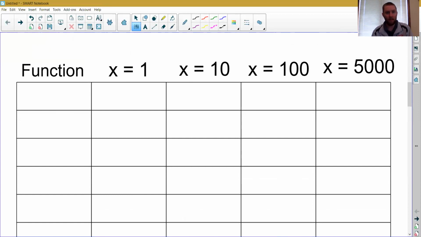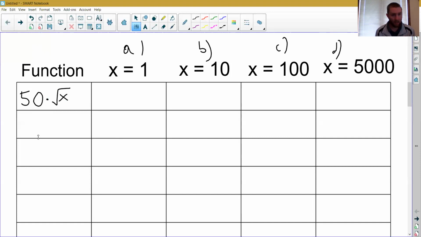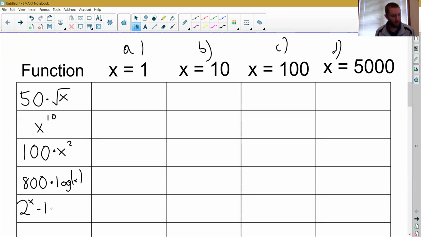This is part A of number 3. This is part B of number 3. This is part C of number 3. This is part D of number 3, okay? So if I write out the functions, the first one is 50 times the square root of x. And then the second one is x to the 10th. The next one is 100 times x squared. The next one is 800 times the log of x. And then we have 2 to the power of x minus 1,000.